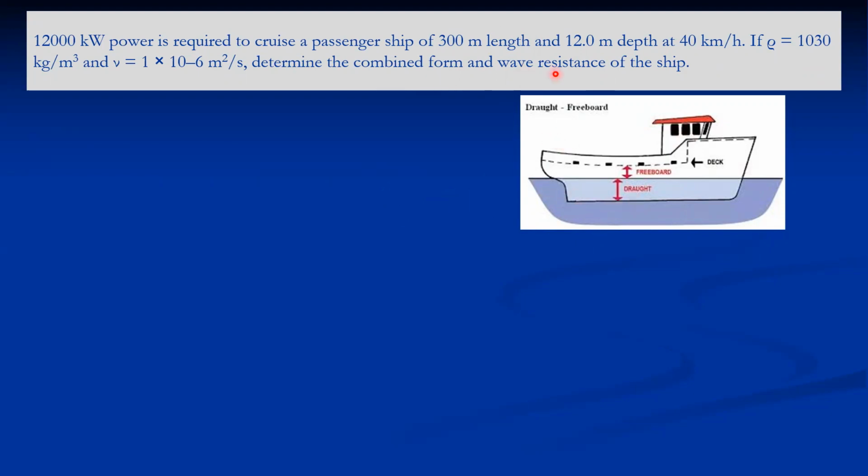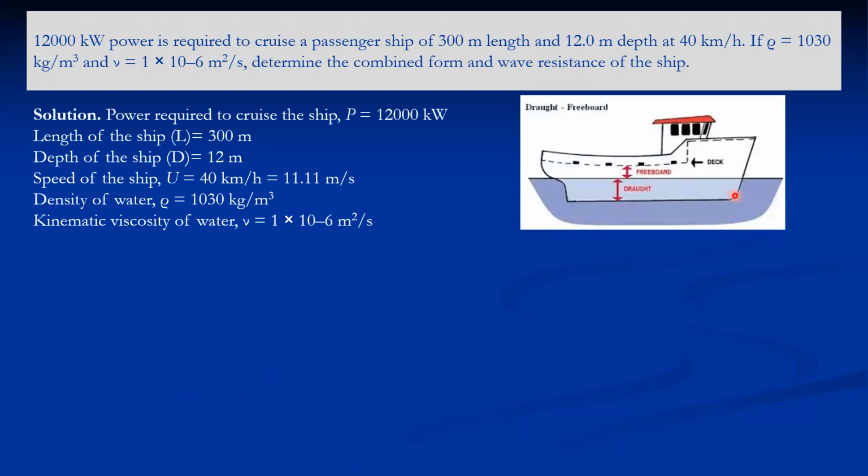So now in this case, we have to calculate the combined form and wave resistance. So the total force experienced by the ship, that is friction, form and wave in this particular case. First of all, write the given data. Power is given, length of the ship is given, depth is given. So this is 12-meter depth, that is below the sea level, we can say. So this is the depth of the water, this 12 meter.